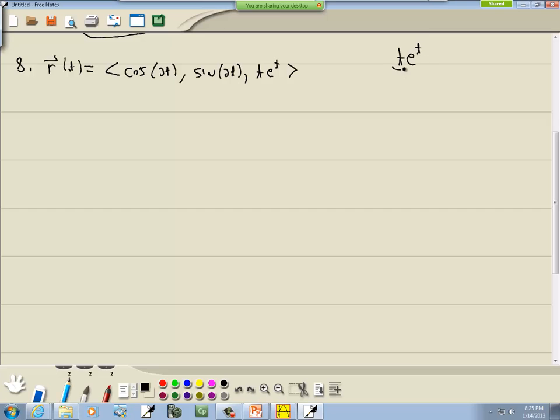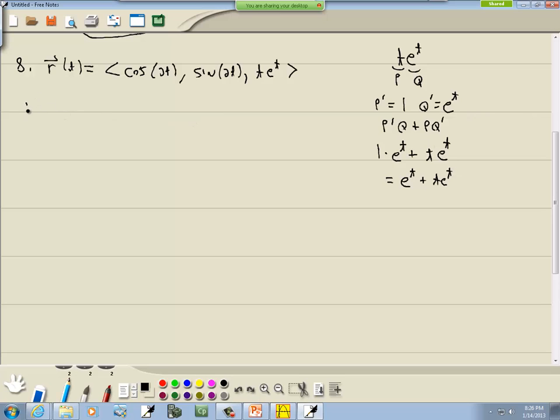This is the product rule. This will be my p, and this will be my q. P prime, the derivative of t is 1. Q prime, the derivative of e to the t is e to the t. So we got p prime q plus p q prime. P prime is 1 times q, which is e to the t, plus p, which is t, times q prime, which is e to the t. So that's going to give us e to the t plus t e to the t.